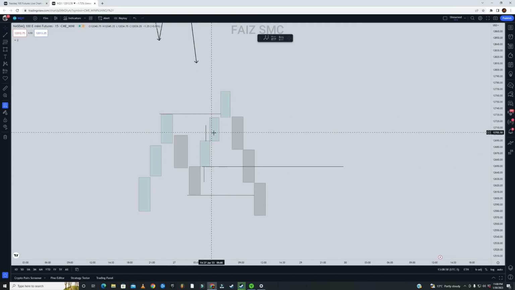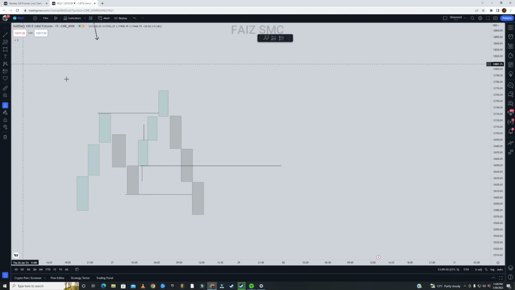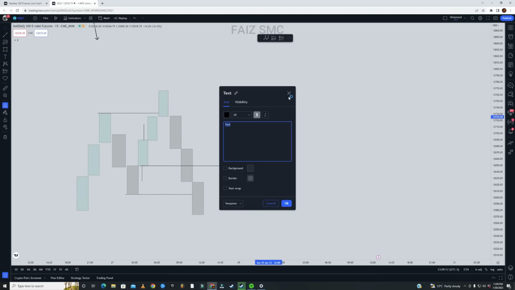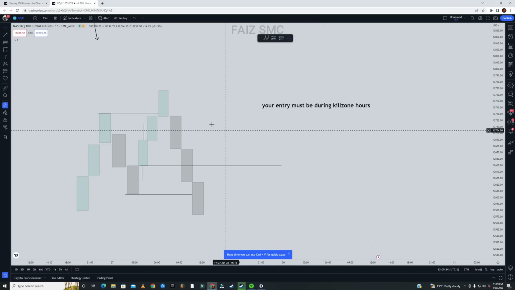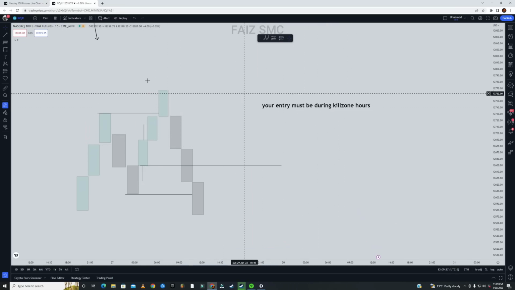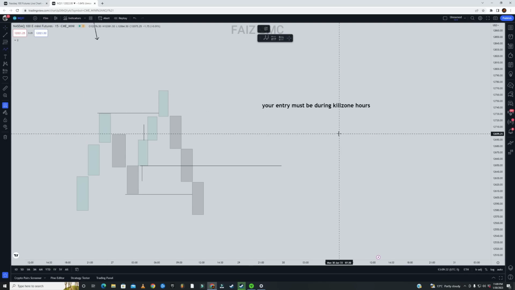It has to sweep out some sort of liquidity, and then you get the market structure shift, and then it plays out. Very, very simple. So there are a few key things that you should note. Your entry must be during kill zone hours, so it could be either during the London session or the New York session. And also, a plus point is that you know the high time frame order flow.